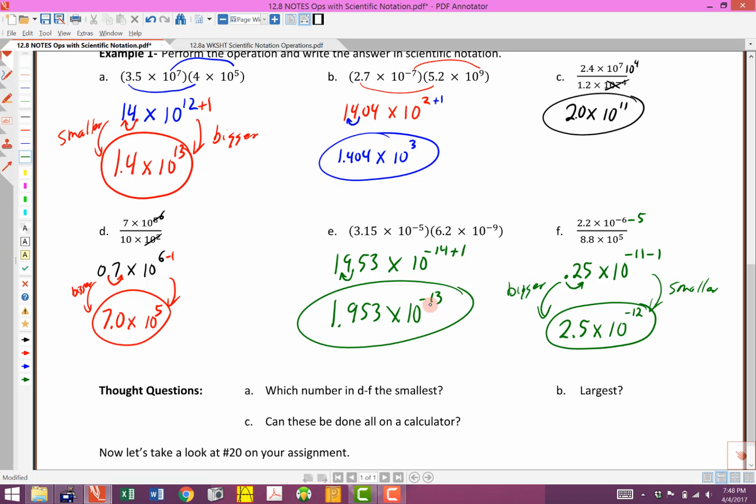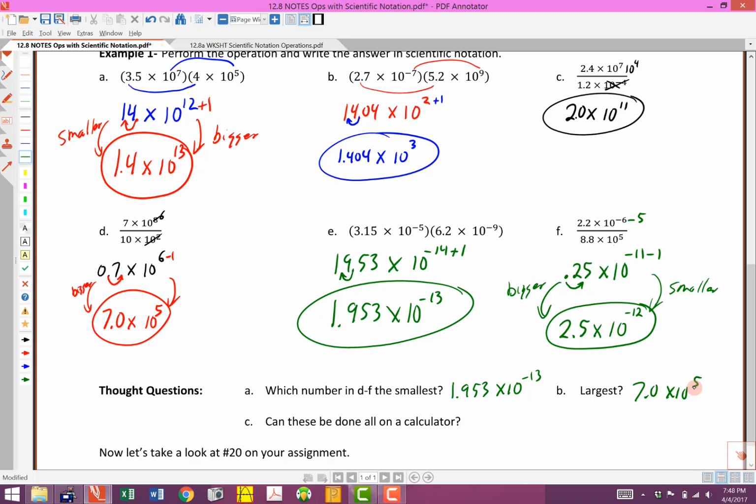Okay, so think about that. That's moving the decimal over a whole bunch of places to the left, making a teeny tiny decimal number. Same thing with this one. But the larger the negative exponent, the smaller it is. So the answer to this one is 1.953 times 10 to the negative 13. That one's the smallest because it's got the biggest negative exponent. And of these three, the only one that's positive is this one right here, so that's going to be the biggest one. So 7.0 times 10 to the fifth, that one's the biggest.